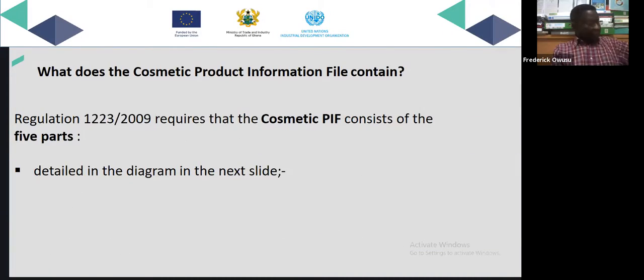So now let's look at the content of the product information file. The regulation requires that the cosmetic PIF consist of 5 parts. And I have a diagram which will come up soon to explain these 5 parts.